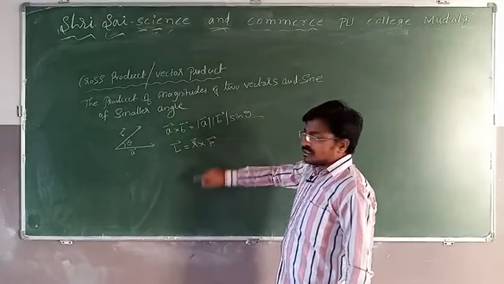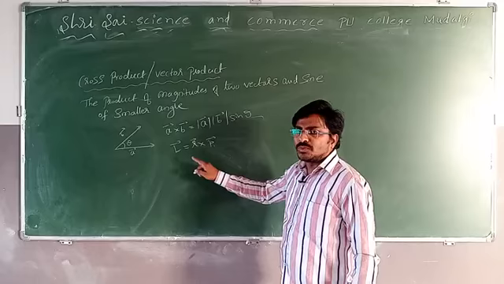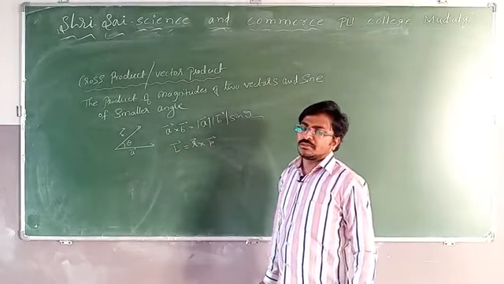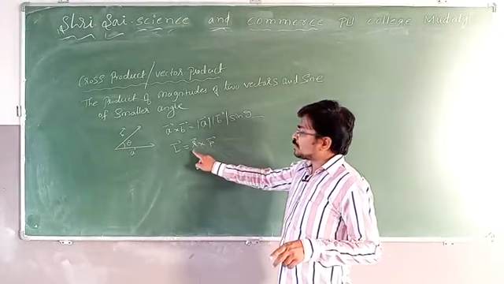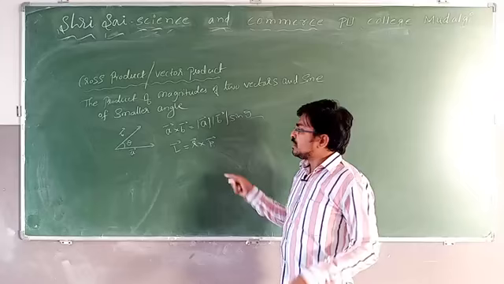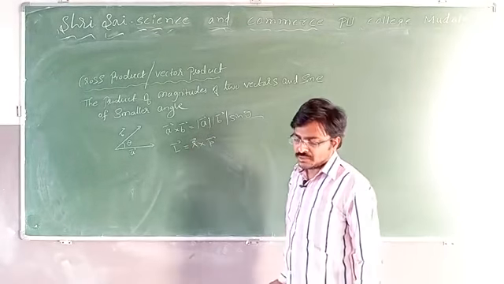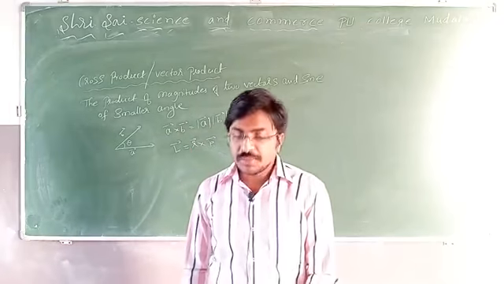Similarly, the result of the dot product of two vectors is a scalar. The result of the dot product of two vectors is scalar. The result of the cross product of two vectors is a vector. This is about the multiplication of vectors.